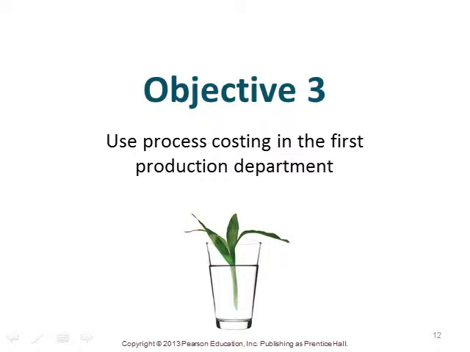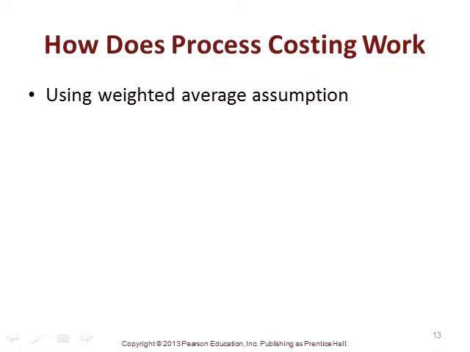So now let's talk about the steps to summarize, or steps for process costing. And again, we'll do this using the weighted average assumption. So there are 5 steps that we need to complete to figure out the cost of making a completed product versus a partially completed product. And we'll see these 5 steps now.